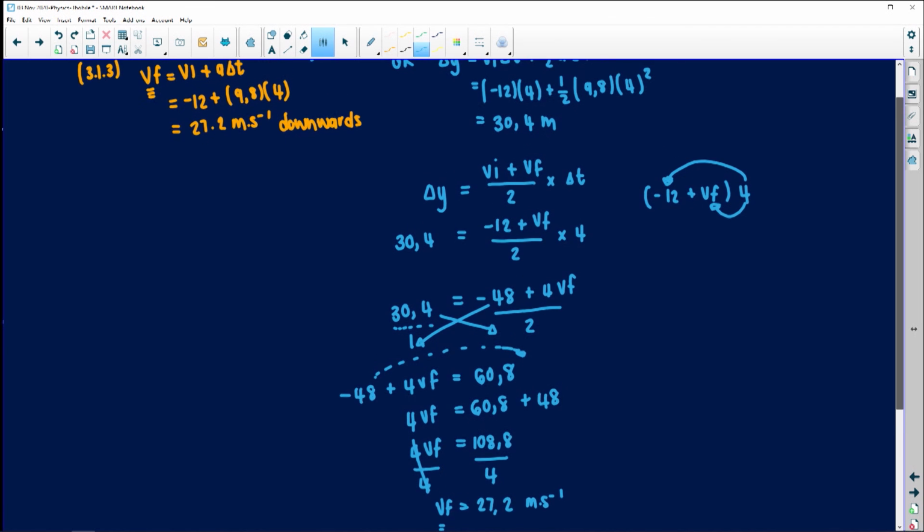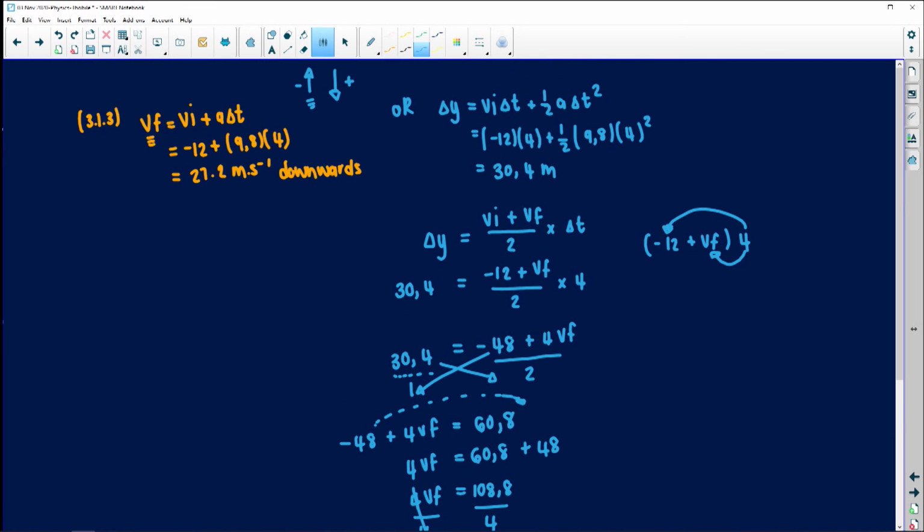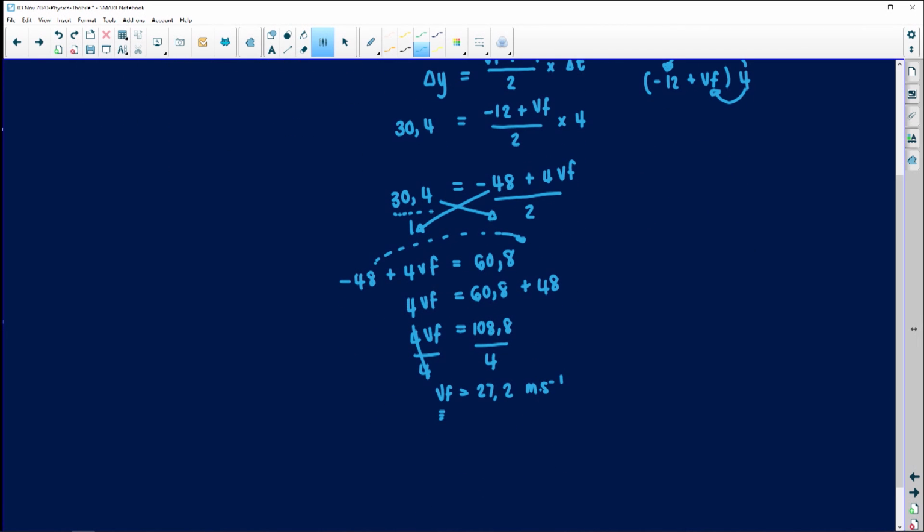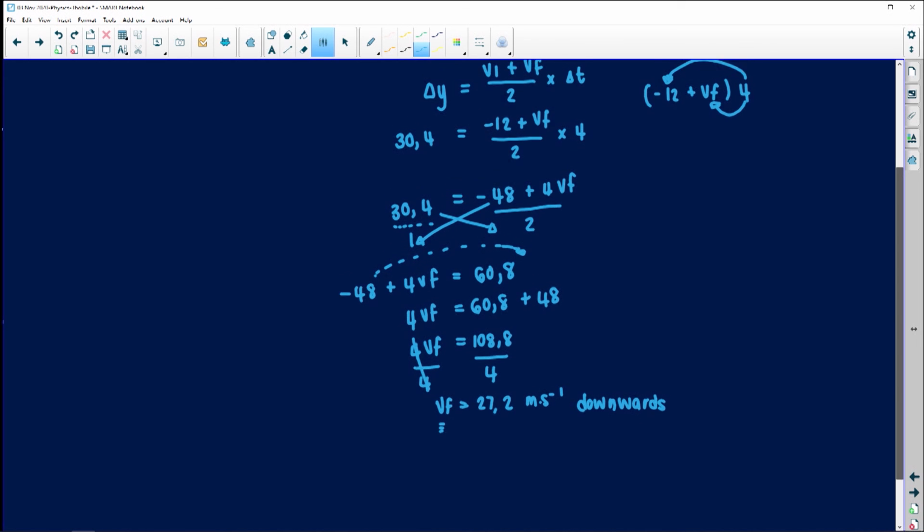Remember, velocity is a vector quantity. I've taken downwards as positive. My answer is positive, therefore magnitude and direction: 27.2 meters per second downwards. Now I just want us to go back here.